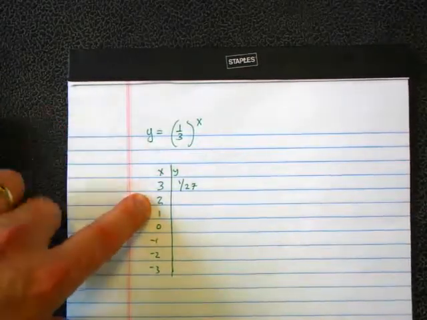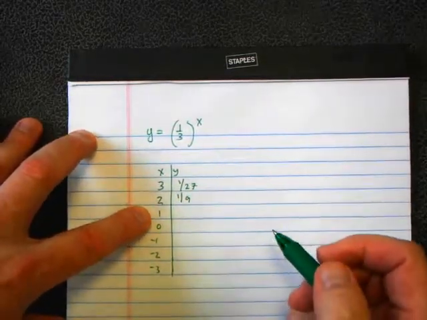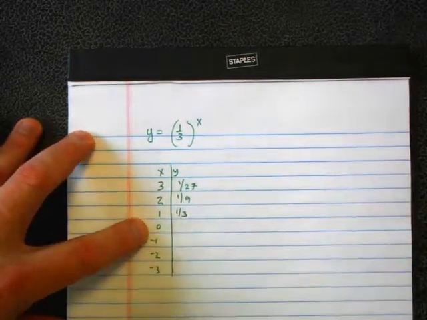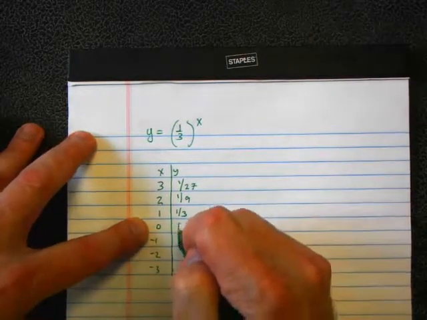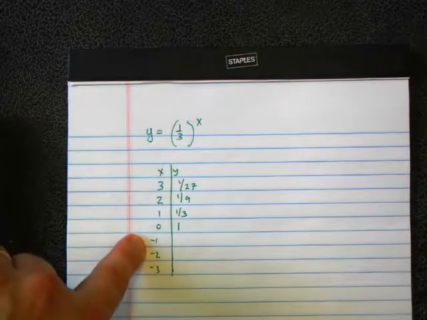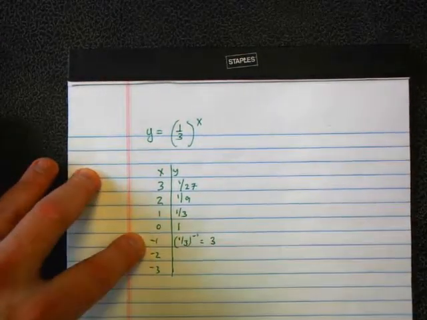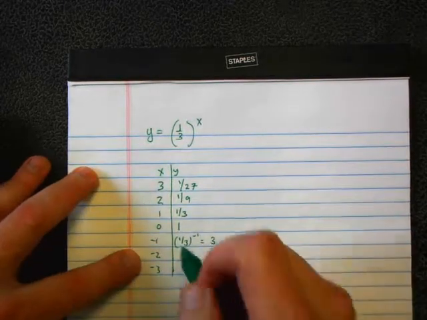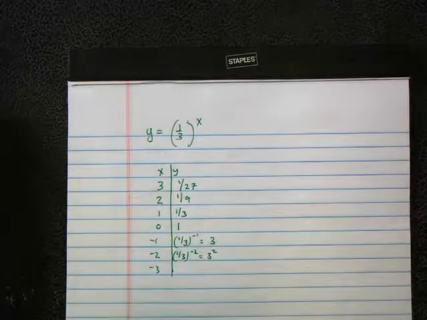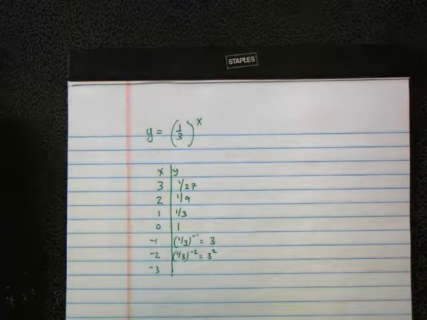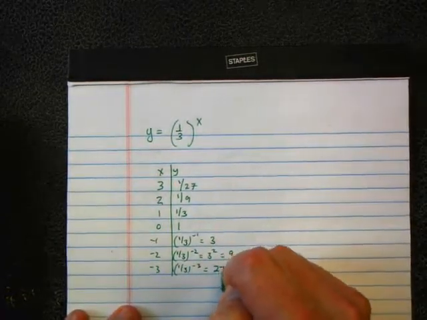How about 1/3 squared? 1/3 times 1/3, multiply tops, multiply bottoms, 1/9. 1/3 to the 1 is 1/3. 1/3 to the 0? Not undefined, it's 1. 1/3 to the -1 is 3, because again, what does a negative exponent do? It flips it. So that becomes 3 over 1, which is 3. 1/3 to the negative 2 is the same as 3 squared. Again, the negative sign simply flips the fraction. That's 9. And 1/3 to the negative 3 is 27.